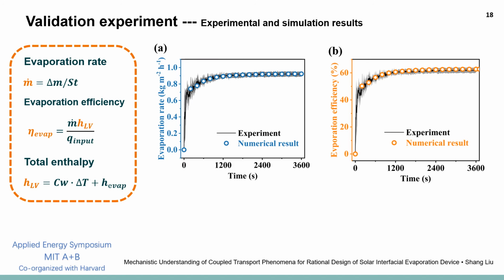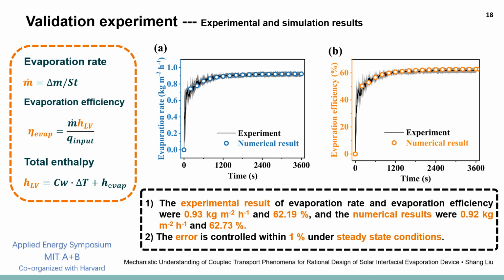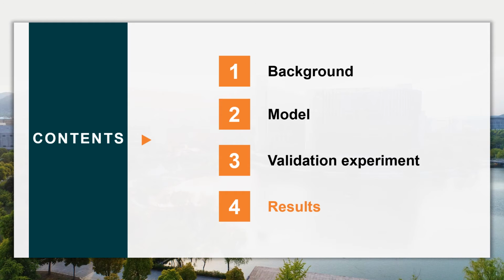The results for experiments and simulations are shown here, and the shaded part in the figure is the experimental data. The error of the evaporation efficiency and the evaporation rate between the experiment and the simulation is controlled within only 1% under steady-state condition. The last part is about the results.